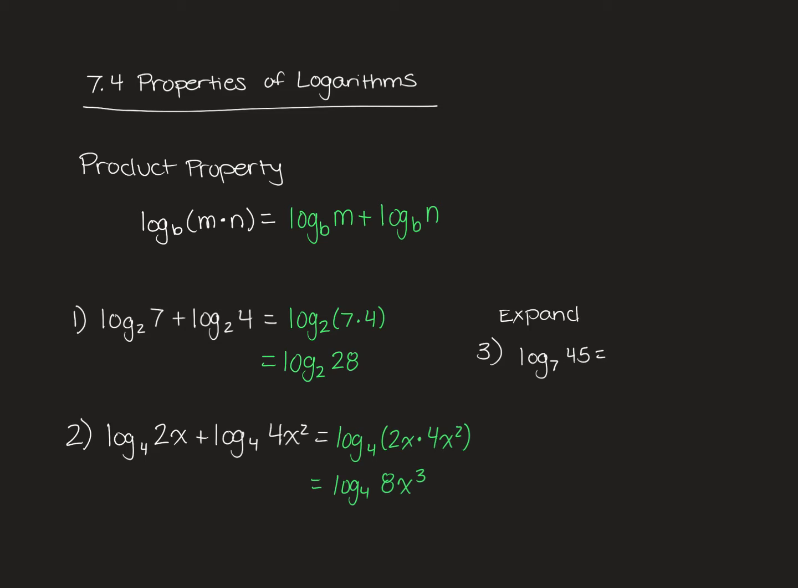Okay. We can also expand the logarithm using this product property. So if we have log base 7 of 45 and you want to expand that, what two numbers when multiplied will give you 45? So 9 and 5 would work. So we can say log base 7 of 5 plus log base 7 of 9. That's the same thing.